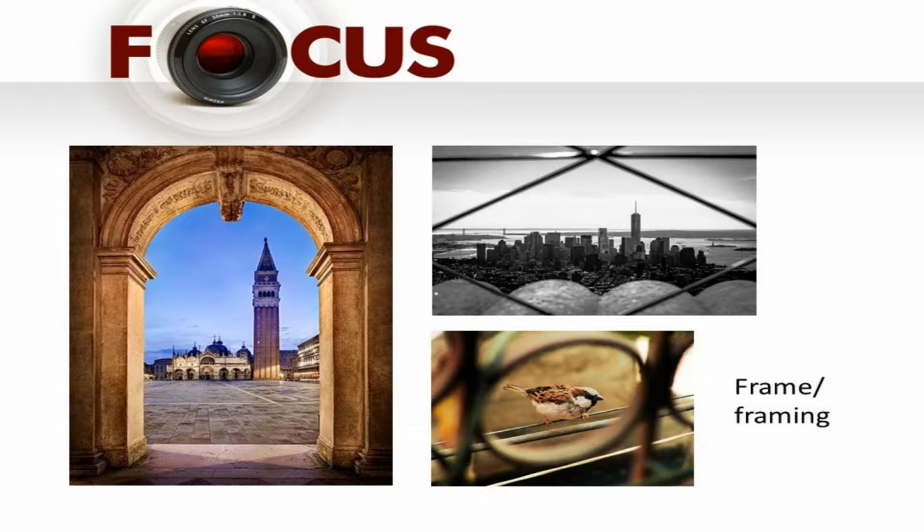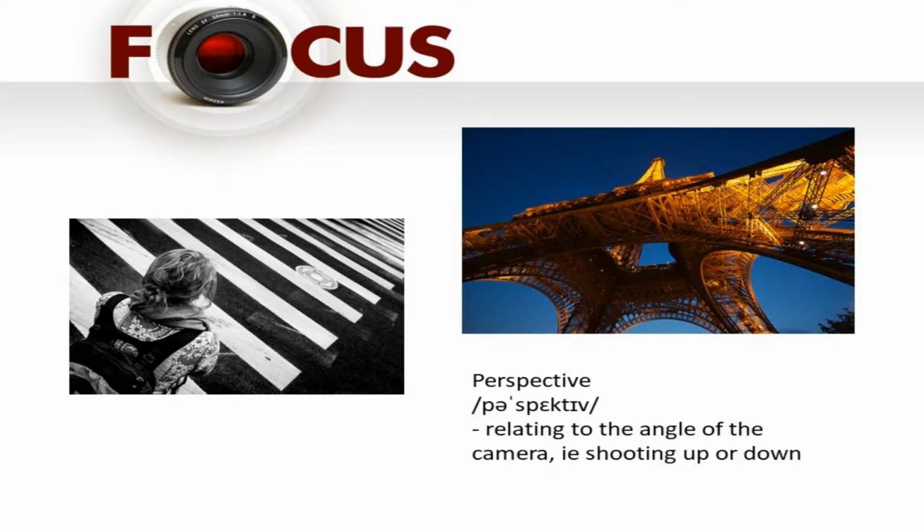A frame is the area around the outside of a picture. It could actually be not part of the picture. It could be something that's holding the picture. But in photography, what we usually mean is a way of focusing the viewer's attention on something, usually the most important part. Finally, we'll come to the word perspective.